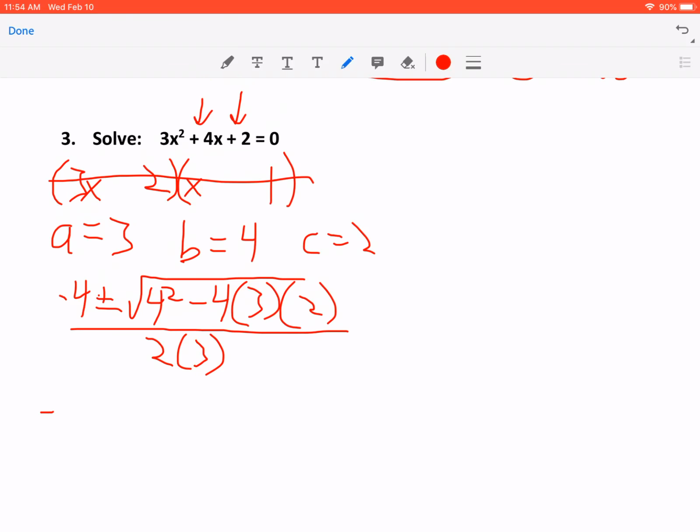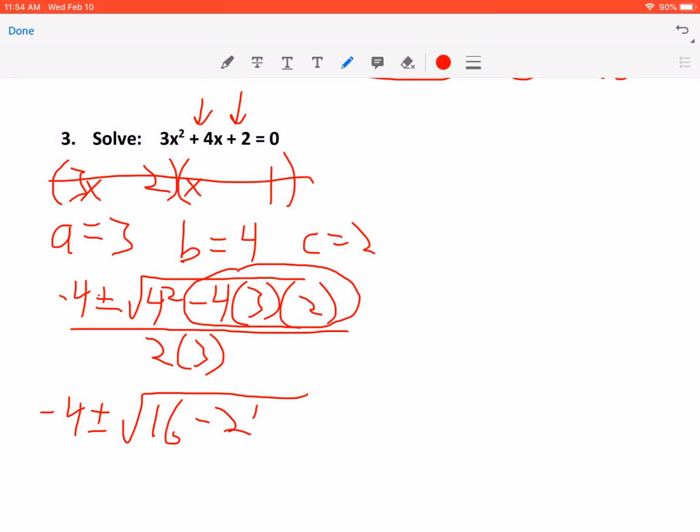So I got negative 4 plus or minus 4 squared is 16. What is negative 4 times 3? That's negative 12. What's a negative 12 times 2? Negative 12 times 2 is minus 24. We might have an issue here. 2 times 3 is 6. Now, what is 16 minus 24? Isn't that a negative 8? So negative 4 plus or minus the square root of negative 8 divided by 6.